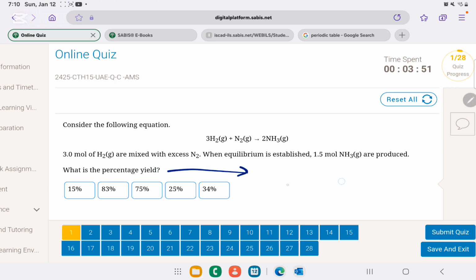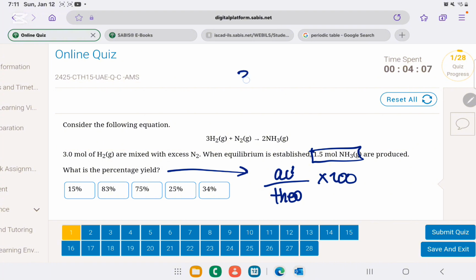And the equation for percentage yield is actual yield over theoretical yield times 100. And the actual yield is always given, so 1.5 moles. And then theoretical yield, you need to find it using stoichiometry.